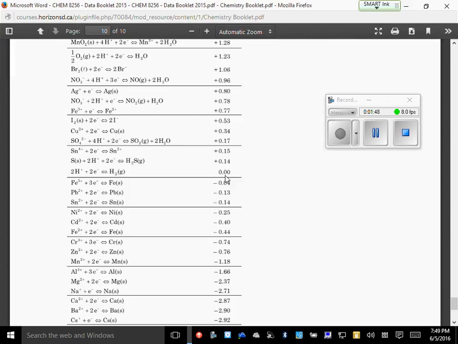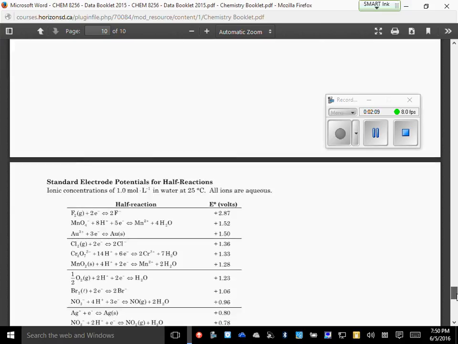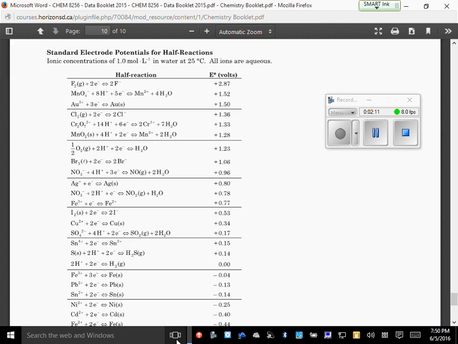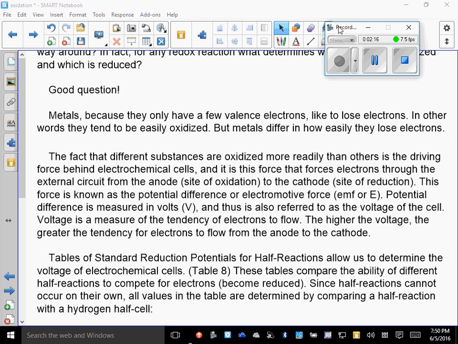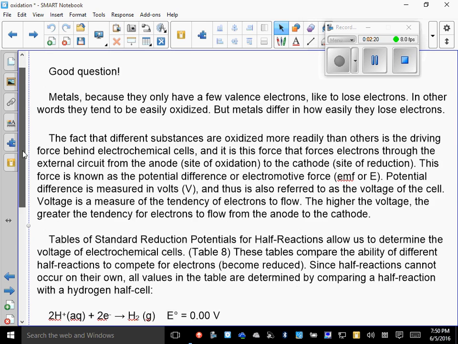What we're going to be starting at is this hydrogen reaction. Look, it goes 0. Everything above it is positive. Everything below it is negative. I want you to notice too, all of these reactions have electrons on the left side. So we're gaining electrons. These are all reductions. So this is the table we're going to use for the notes that we're doing here.